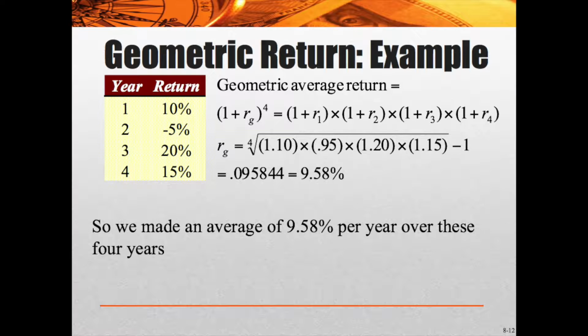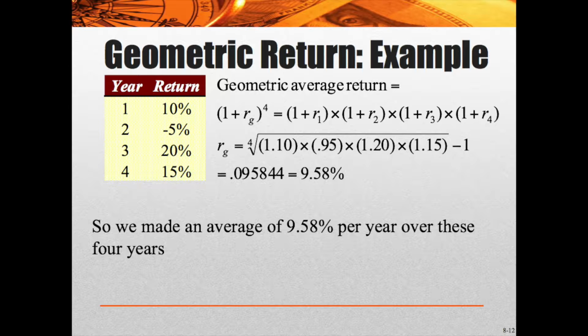So let's start with the more complicated one, the geometric average. This still isn't very complicated. You can see that we have our standard formula here of 1 plus the rate of return. In this case, we're multiplying 1 plus the rate of return by each year of the return. So the first year return was 10%, so it's 1 plus 10%, or 1.1. We multiplied that by year 2, which is 1 plus negative 5%, which is 0.95, and so on for 20% and 15%.